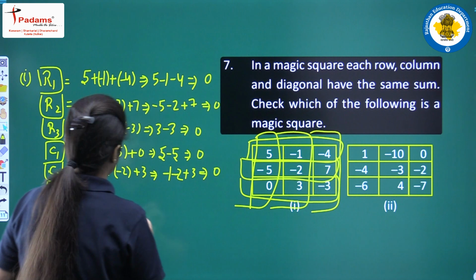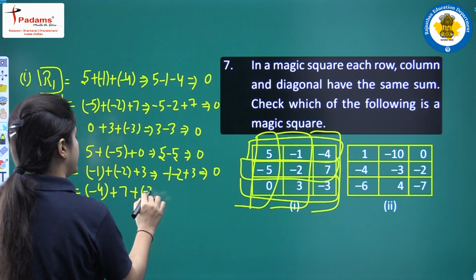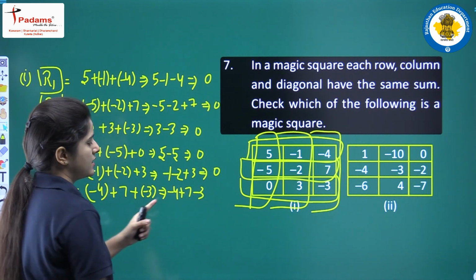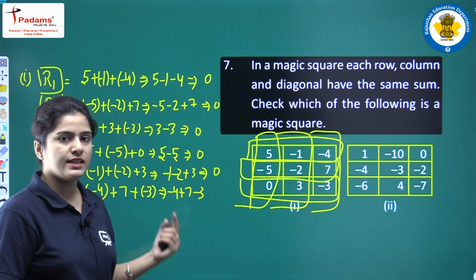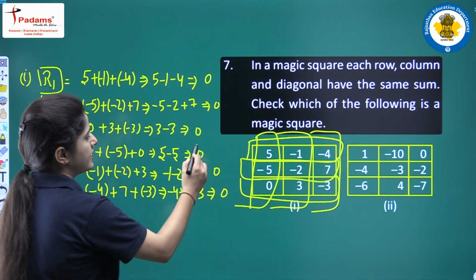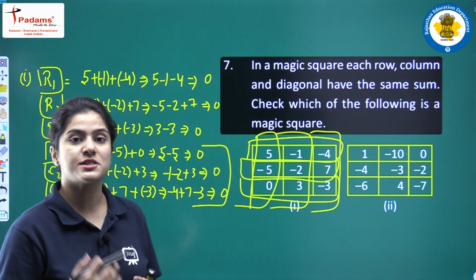Column 3 is minus 4 plus 7 plus minus 3. So minus 4 plus 7 plus minus 3. Minus 4 plus 7 is equal to 3. 3 minus 3 is equal to 0. So students, it is very clear from these that the sum of each column is also equal to 0.